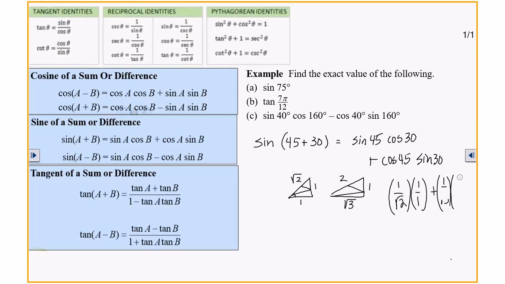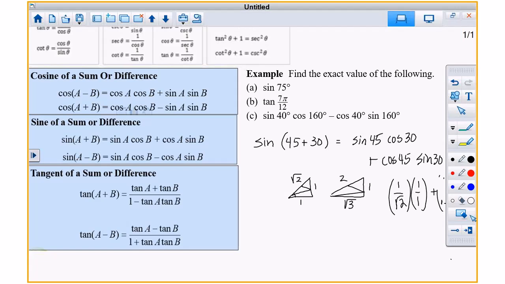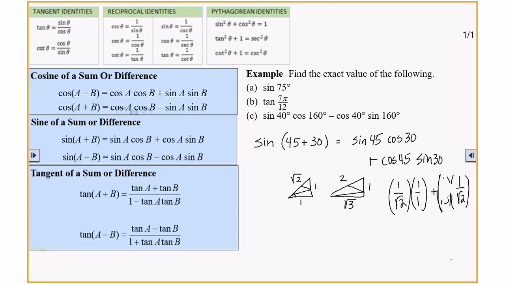Make sure I didn't mess that up. This board has gone quirky. I don't know what's wrong with it. For some reason, it keeps pulling up the eraser. I don't know why.